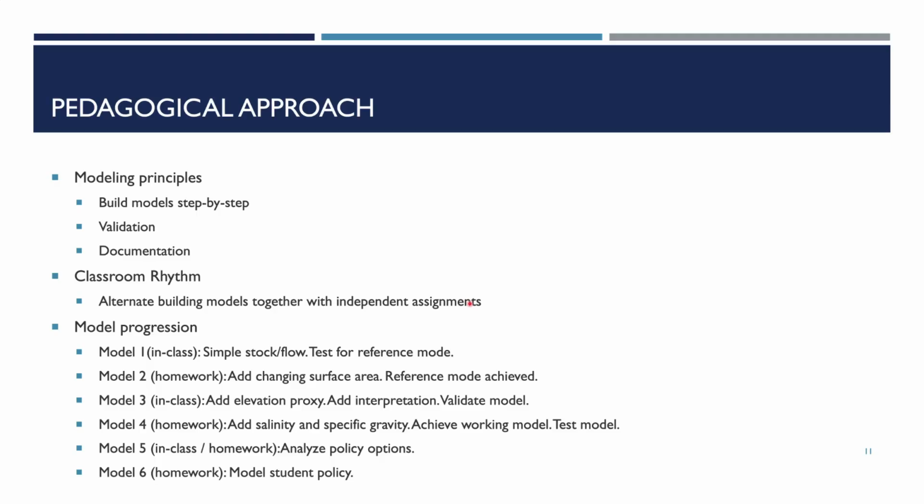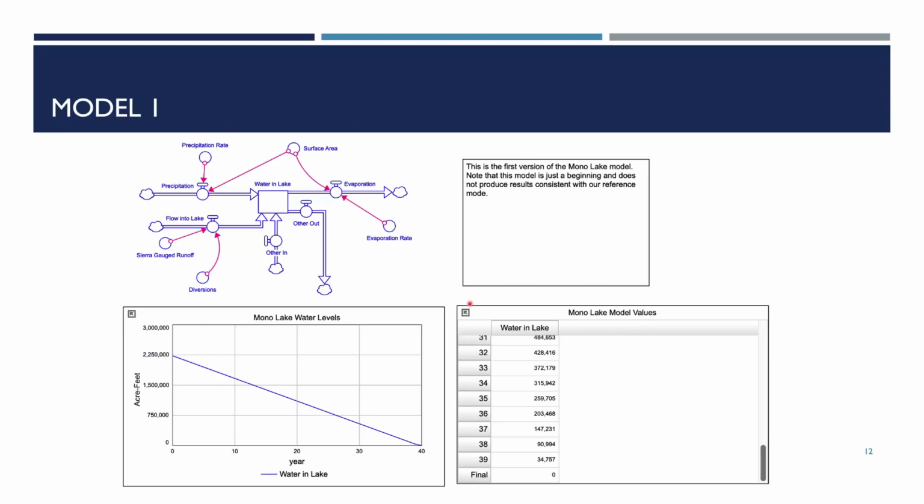We build model 1 together, and while I know what it will look like, and that it will look like what you see on your screen, I start with a blank screen, and I just ask them to imagine the types of stocks and flows that would be needed to estimate the volume of water in any lake over time. And we talk through it, and of course through guiding them with what's needed and not needed here, since I know where we're going, we end up with this model.